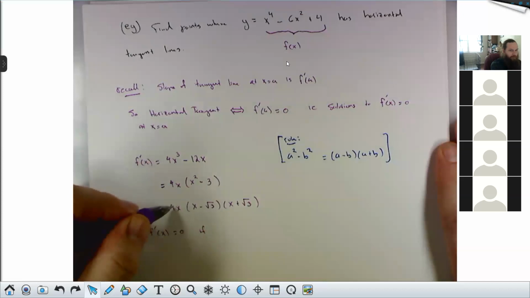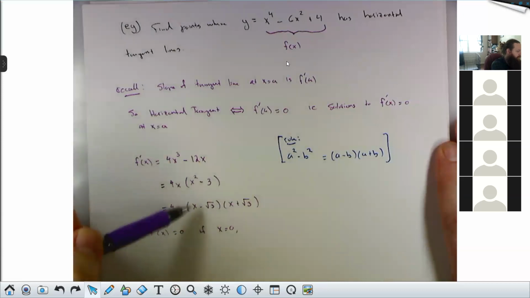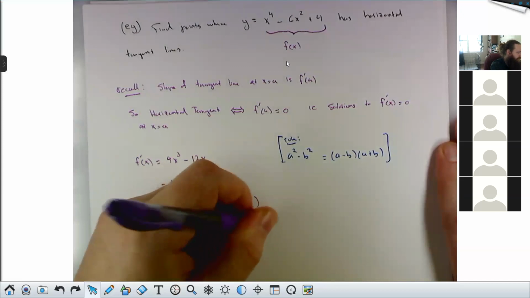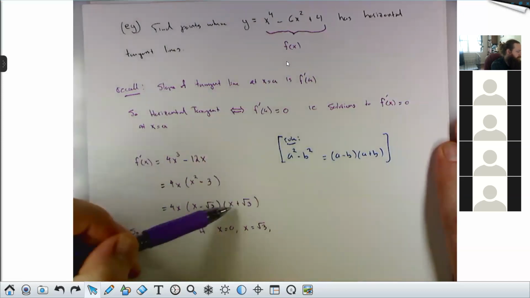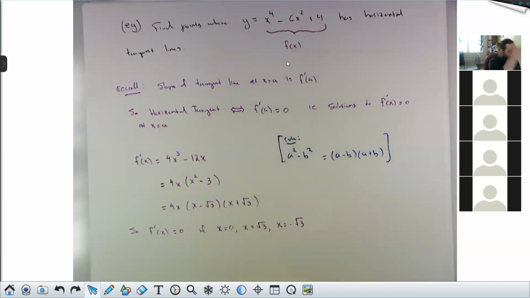If this factor is 0, that would mean x is equal to 0. If this factor is 0, that would mean x is equal to the square root of 3. And if this factor is 0, that would mean x is equal to the negative square root of 3. So those are the values of x that give me a derivative that is equal to 0. If I want to find the points on this curve, then I need to take these x values and plug them into that original expression.